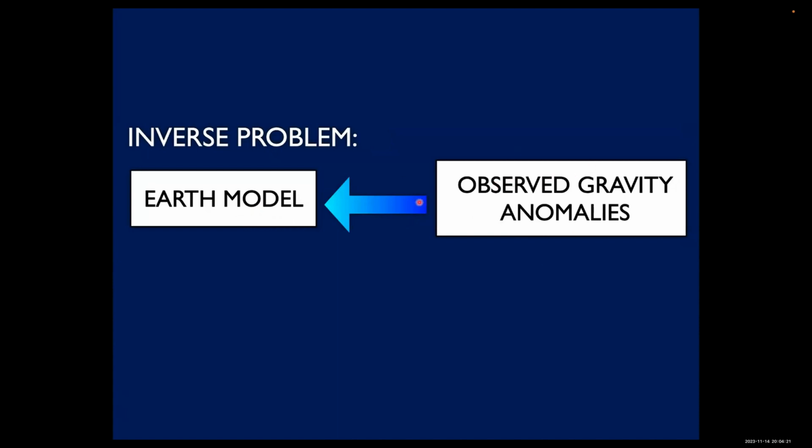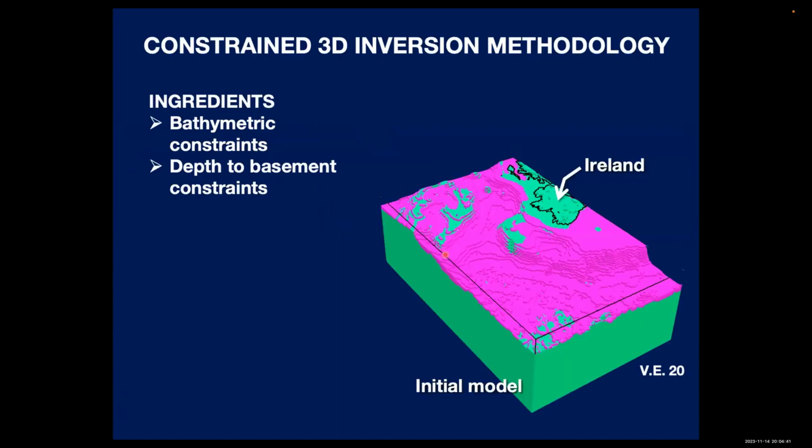Now, this is magic in some ways, because there's a lot of non-uniqueness involved with gravity, and so there's a lot of Earth models that can satisfy those observations. So the only way to really make this doable is to use constraints. And then we can find a model, hopefully, that satisfies our observations and also satisfies our constraints, whatever those happen to be.